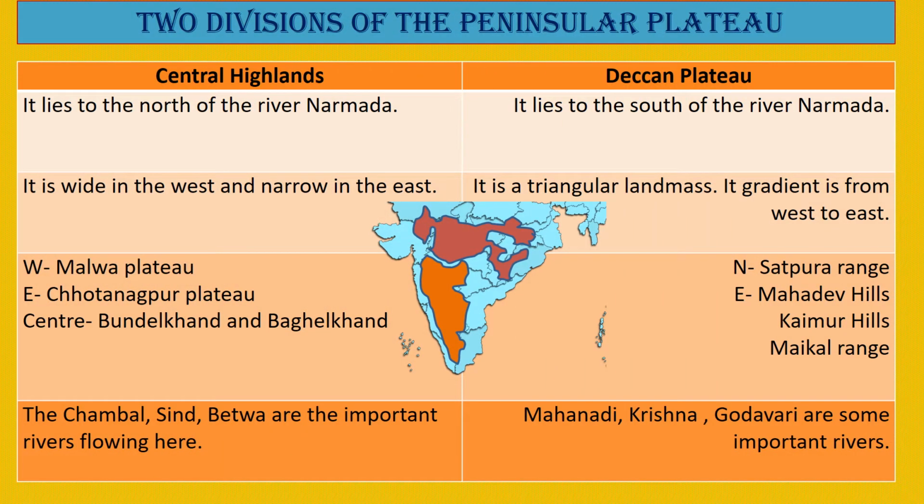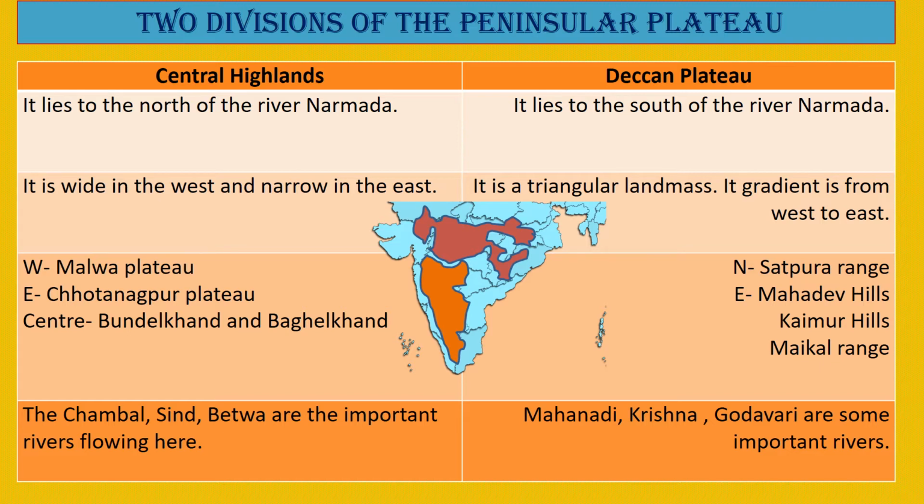The river Narmada divides the Peninsular Plateau into two parts. Central Highlands are located to the north of Narmada and Deccan Plateau is located to the south of river Narmada. Central Highland is narrow in the eastern side, but it is wide on the west. Deccan Plateau is triangular in shape and its gradient is from west to east.